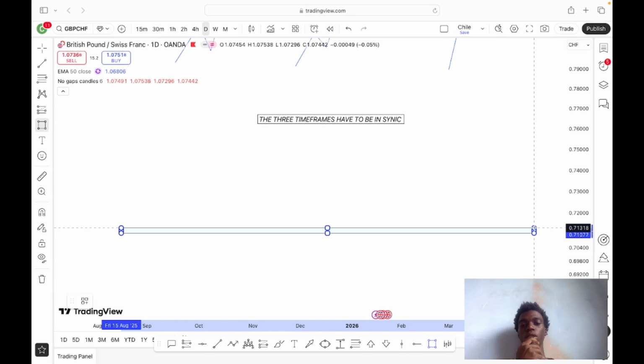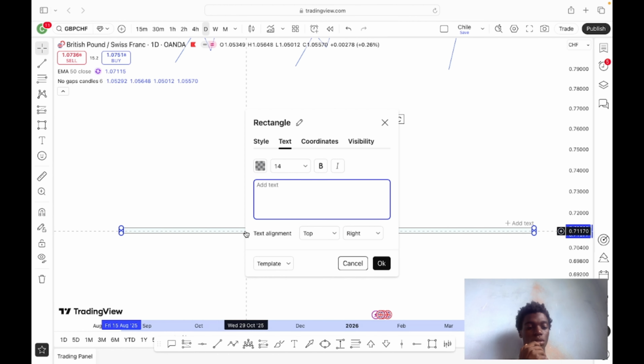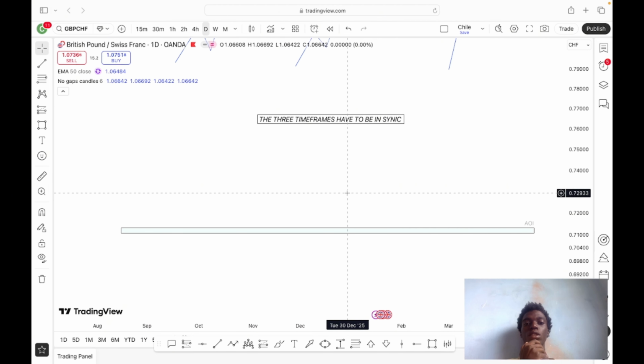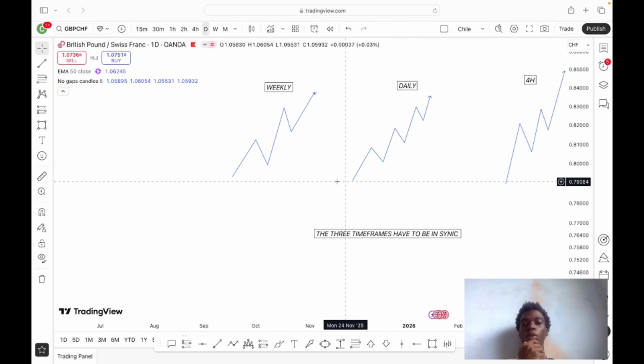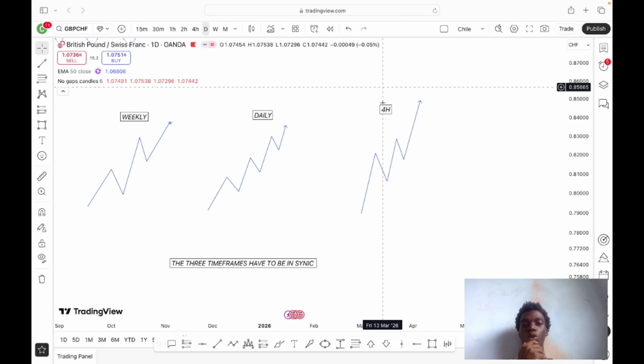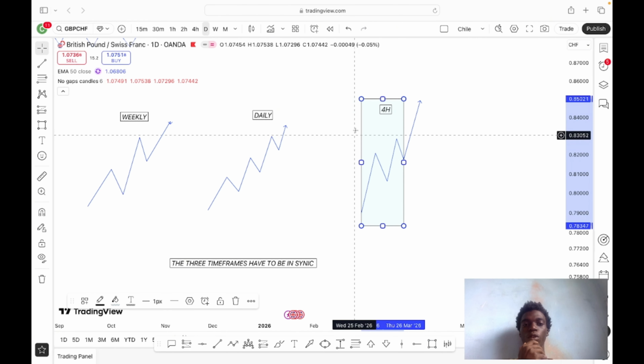And for the area of interest, for most of you guys who don't know, this is simply an area of support and resistance where price previously respects the level. For the area of interest, the AOI, I'm only looking for it either on the daily or the weekly. I'm not looking for the area of interest on the 4 hour.